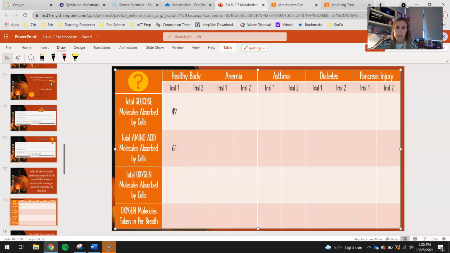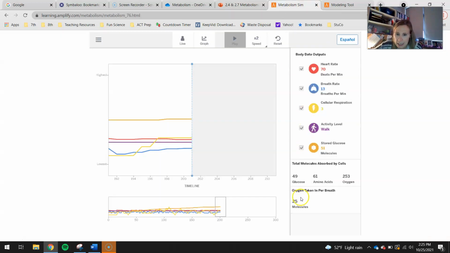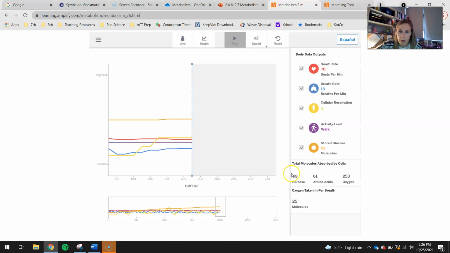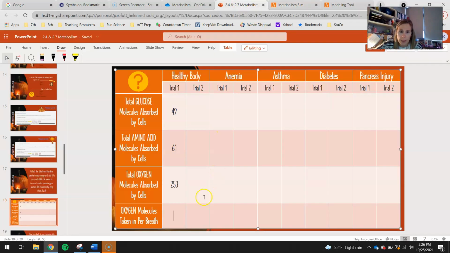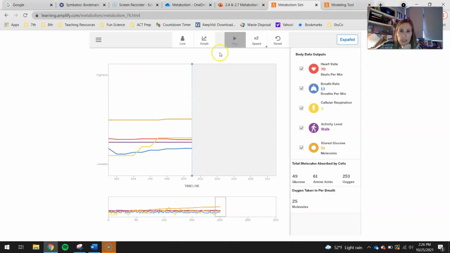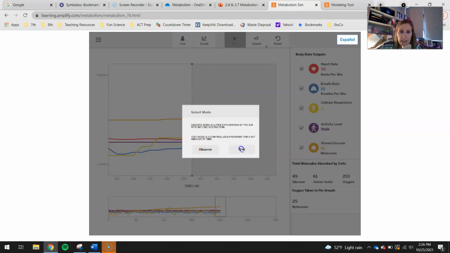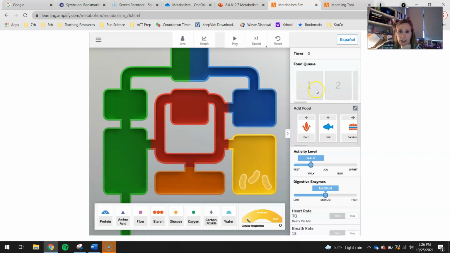So you're going to do 2 trials each. And 253 oxygen are absorbed. And finally, oxygen molecules taken in per breath is 25. So every breath we take, we're bringing in about 25 oxygen molecules. Okay, you guys are going to go ahead and run a second trial of that. So you guys will reset, and you will go ahead and do the exact same thing. Feed it 2 of each food item.